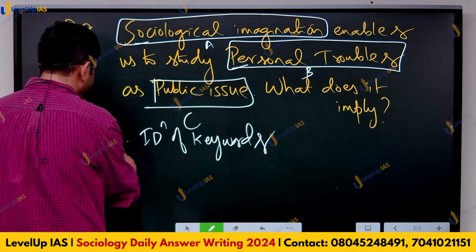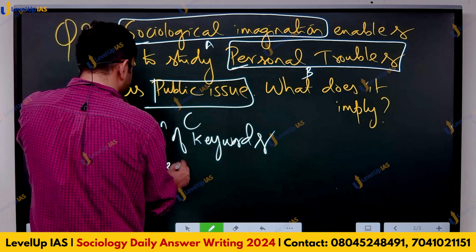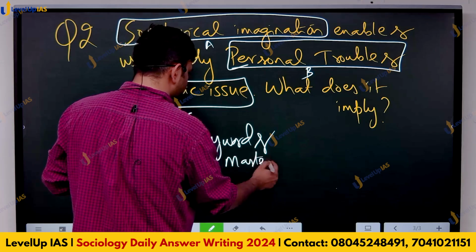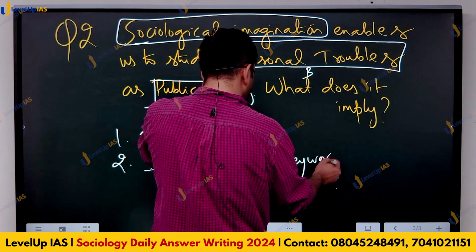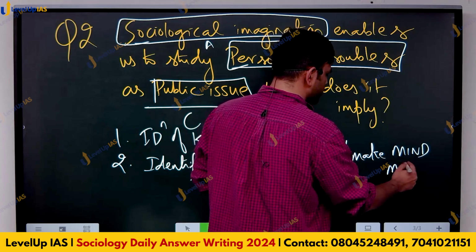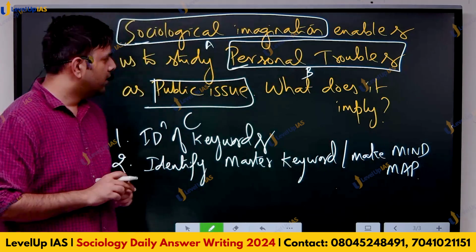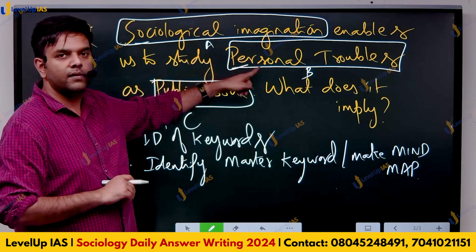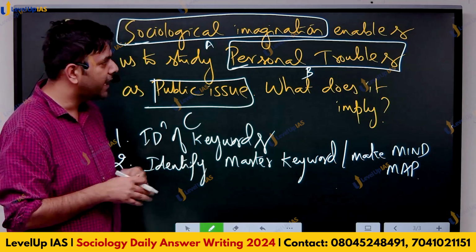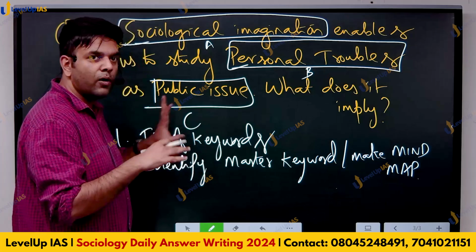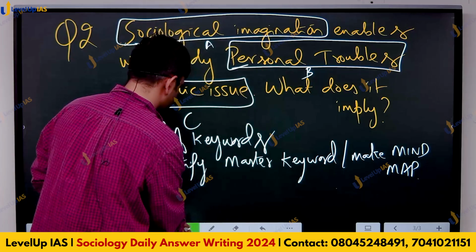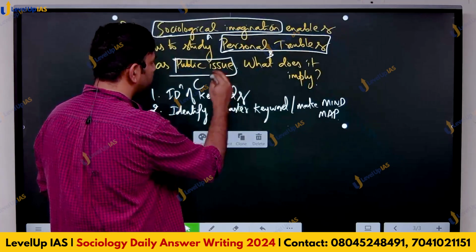Okay. Second step, identify master keyword or make mind map. So I have identified keywords. There are 3. Now second is identify master keyword or make mind map. Let's make a mind map because I don't know what is master keyword here. Okay. All the 3 are very new to me. So what should I do? I will make a mind map. Now see, mind map will be like this.